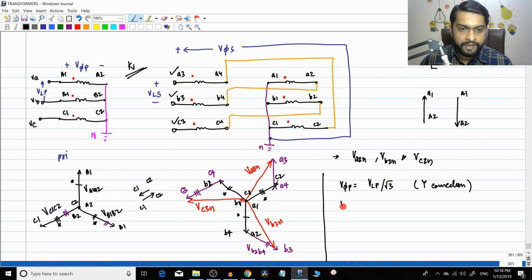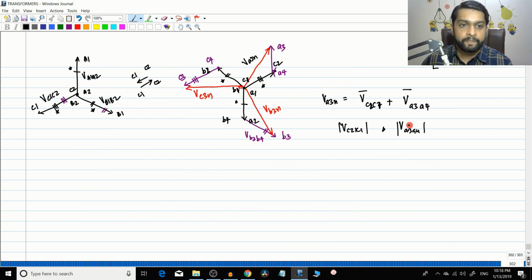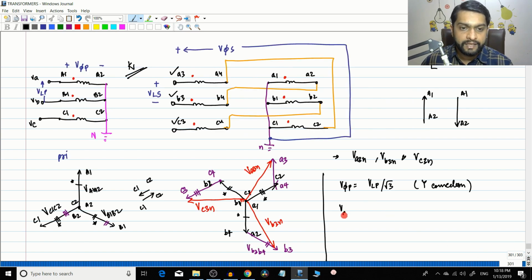Therefore, if you take the V phase of the secondary side, that is this voltage here, we have to find it later. What was the value that we had to find? VA3A4, right? So VA3A4, which is one half of the winding, will be the same in magnitude as VC2C1. Both will be exactly the same because the transformer is identical with a 3-phase balanced supply. So the magnitude will be exactly the same, equal to K into V phase of the primary divided by 2.